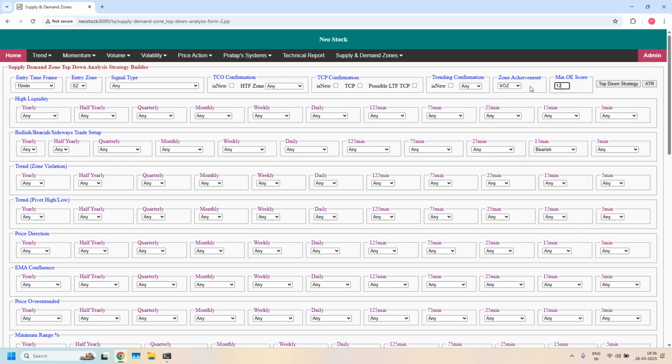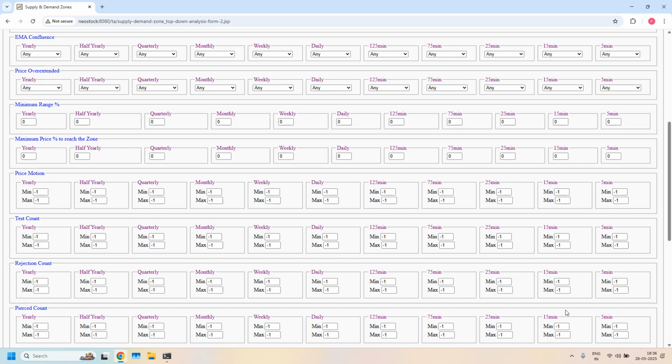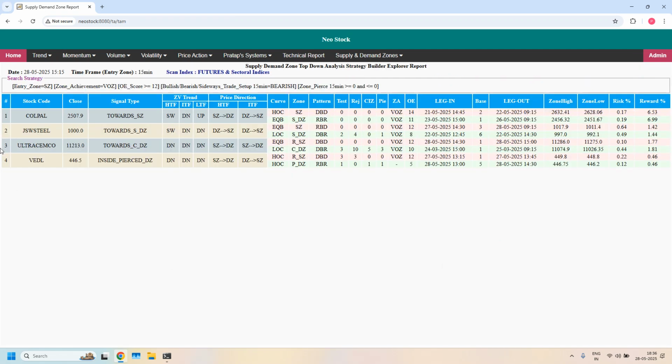Minimum odd enhancer score 12. And also 15 minute supply zone should not be pierced. So in the pierced count at 15 minutes time frame, minimum value 0, maximum value 0. With these filters, we got 4 stocks. Bearish trade setup for daily income trade. Entry time frame zones are 15 minute supply zones. So this is already tested 3 times.